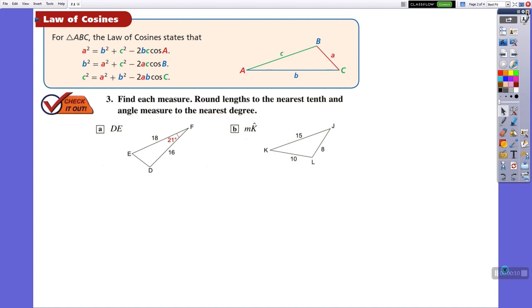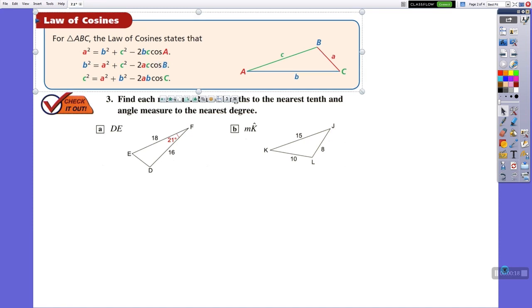What you need to be careful about here is you have b squared on the left of the equation and cosine b on the right of the equation. So on one side of the equation you have b, on the other side you have the angle opposite of b. On one side you have c, on the other side you have cosine c. So let's apply the law in these two questions.